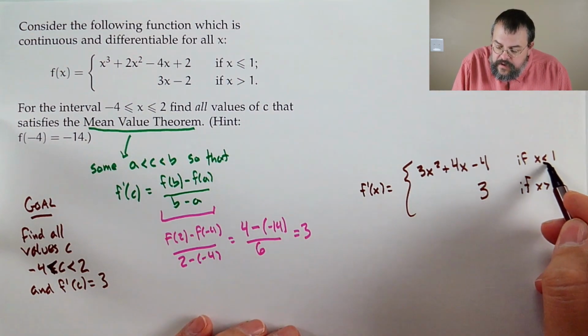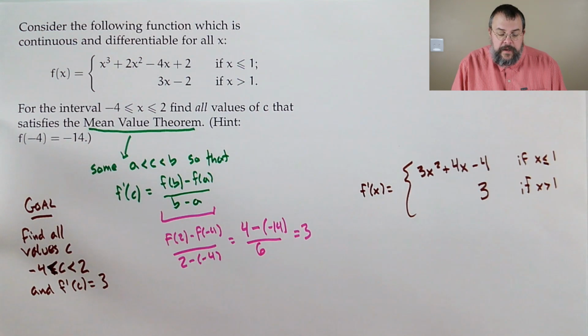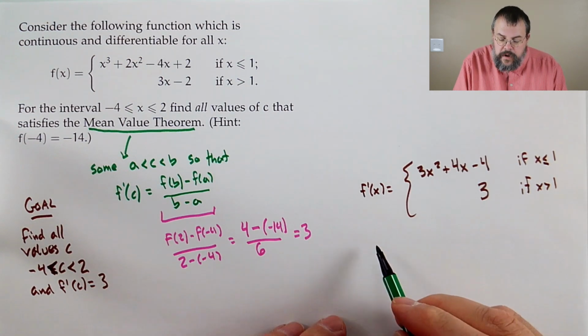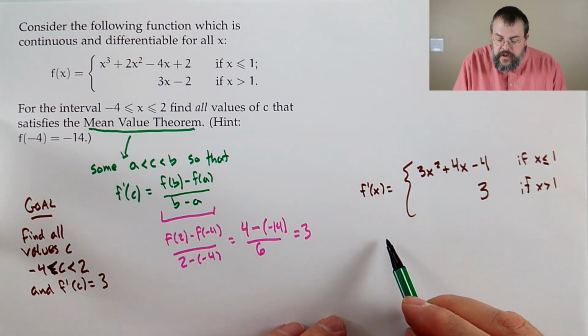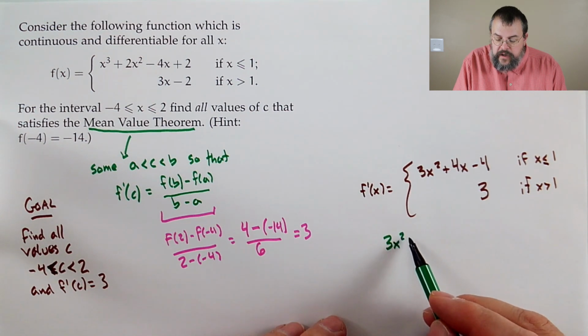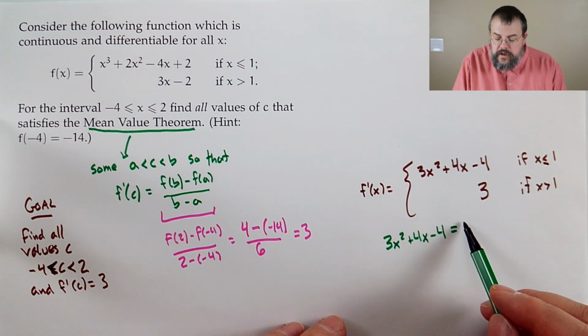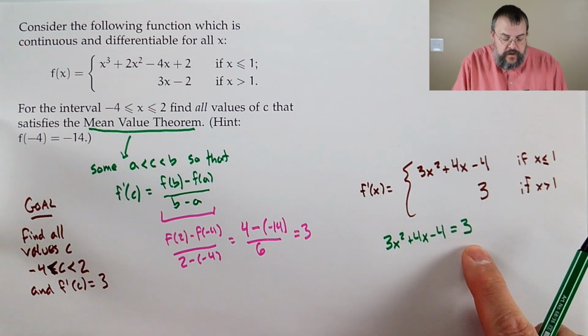So it is that expression. Okay, good. Now, here we go. We need to figure out when the derivative equals 0, and we have to look in each piece. So let's start with this piece. We are looking for things that are below 1, and we want 3x squared plus 4x minus 4 equal to 3. All right, derivative equals 3.